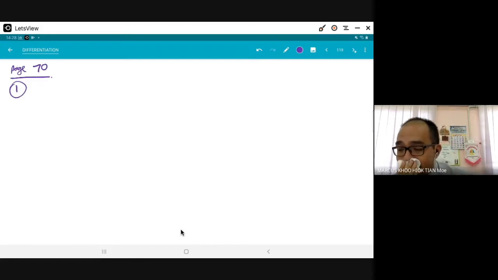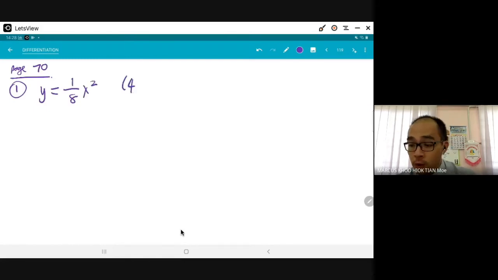Okay, diagram on the right shows a bead moving along with the equation. Dia bagi equation y equals to 1/8 x squared. Then dia bagi coordinate 4, 2. Then dia cakap the rate of change of x is 3 units per second. Can you tell me how to write that in mathematics? The rate of change of x is 3 units per second. Rate of change of x is dx dt. Okay, dx dt equals to 3.